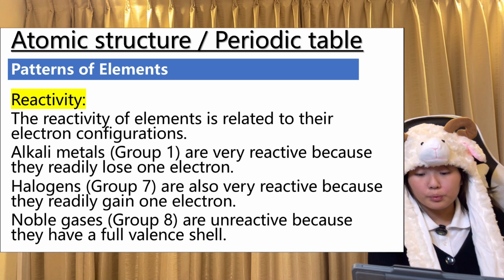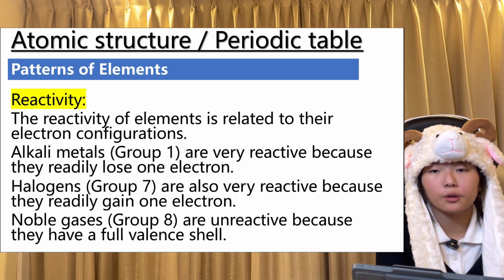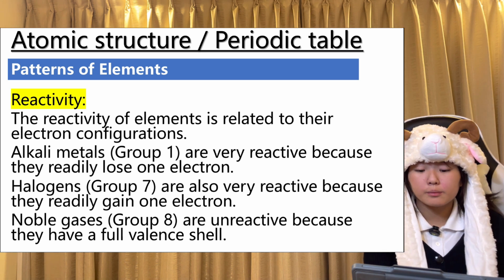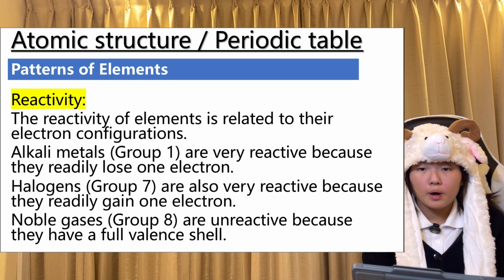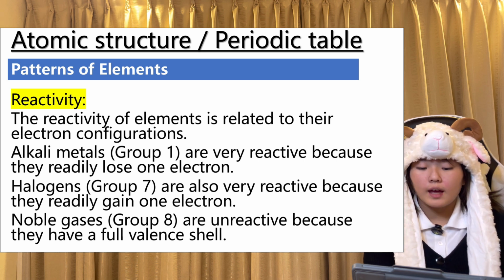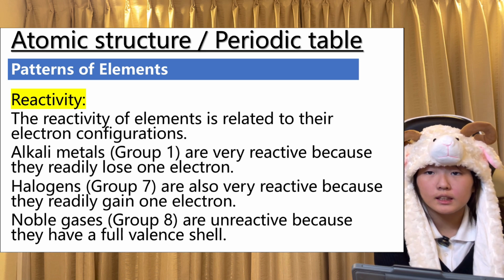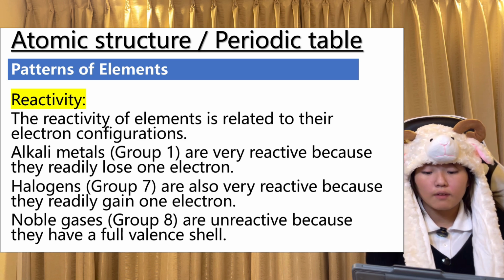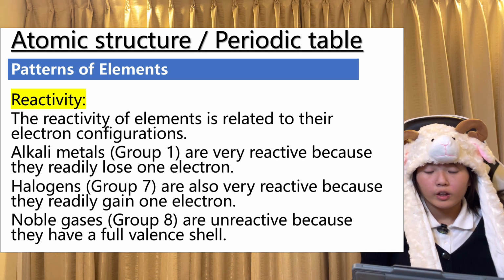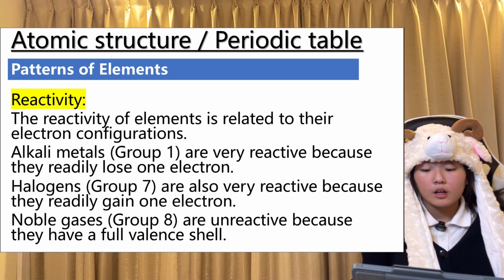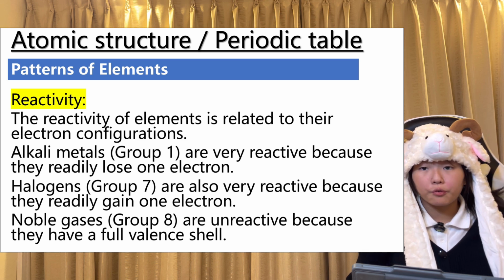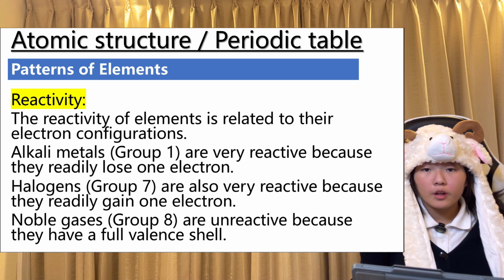Alkali metals, group 1, are very reactive because they only have 1 electron in their outermost shell, and since it's only 1, they can lose it very easily. The halogens, group 7, are also very reactive because they can easily gain 1 electron since they have 7 electrons in their valence shell. Noble gases, which is group 8, are unreactive because they have a full valence shell and have no need for another electron.